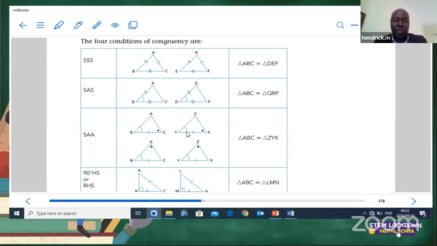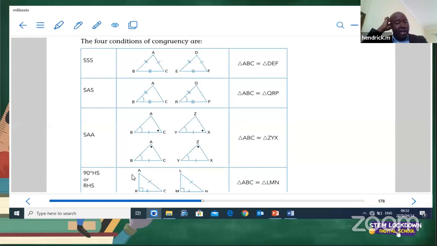Then you can conclude that triangle ABC is congruent to triangle ZYX. The reason being SAA. Others put it as AAS, so it's really up to you. You can write SAA, meaning the side, angle, and angle. And of course, the last condition there, as you can see, we should know the right angle triangle at this point. You have the right angle triangle, which is ABC.